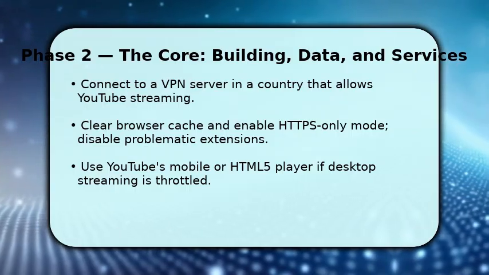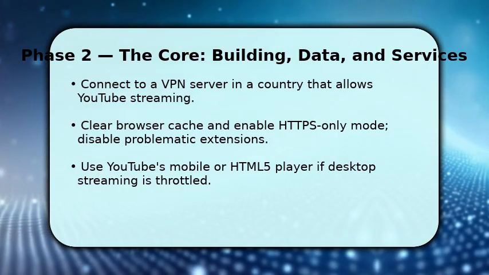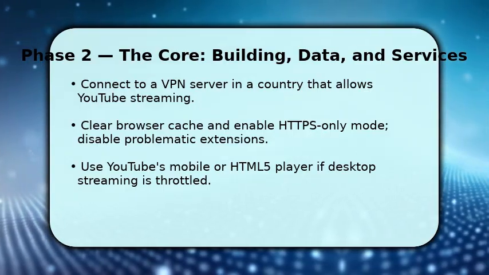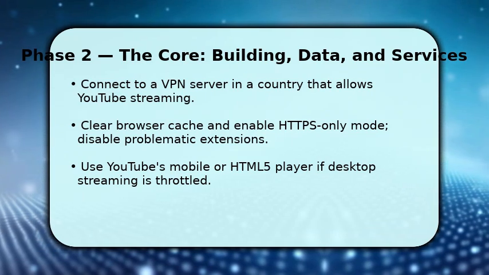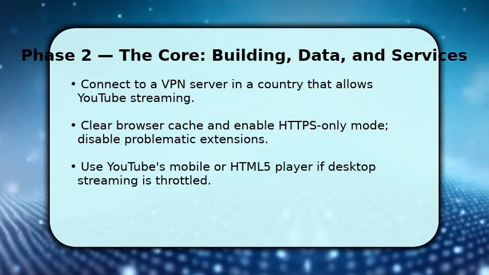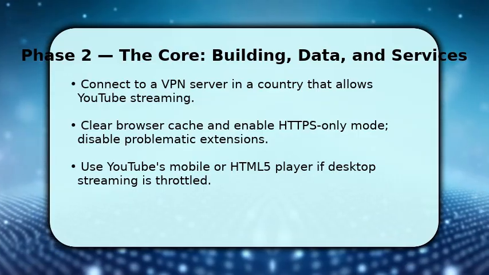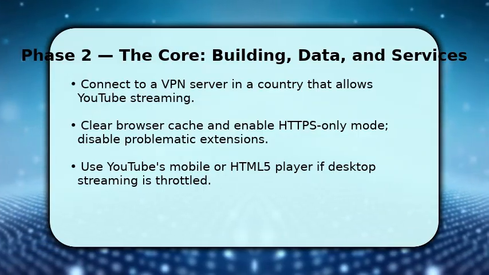Disable extensions that inject scripts since they can trigger filters. If playback lags, switch to YouTube's lightweight HTML5 player or mobile user agent. This reduces bandwidth and bypasses complex desktop filters. Make sure your VPN allows streaming and test with a short clip.